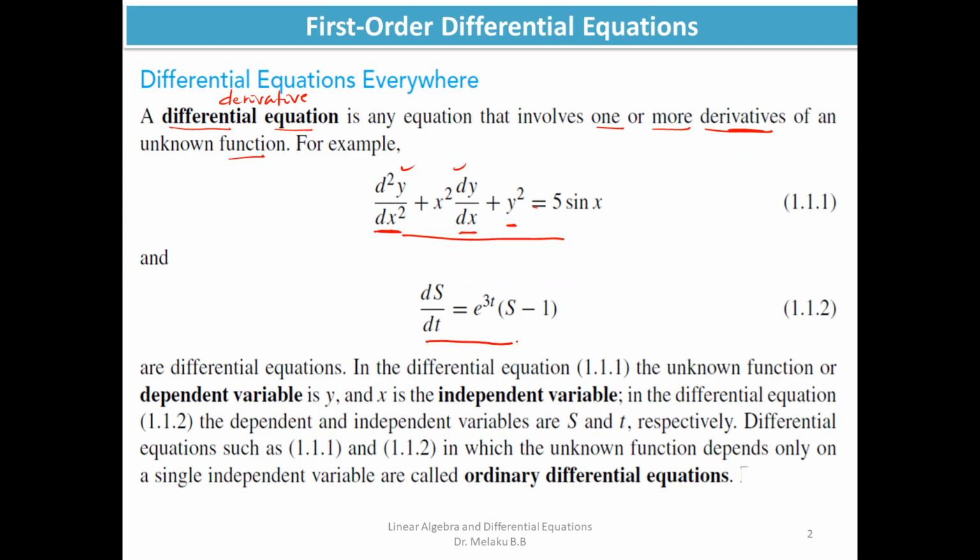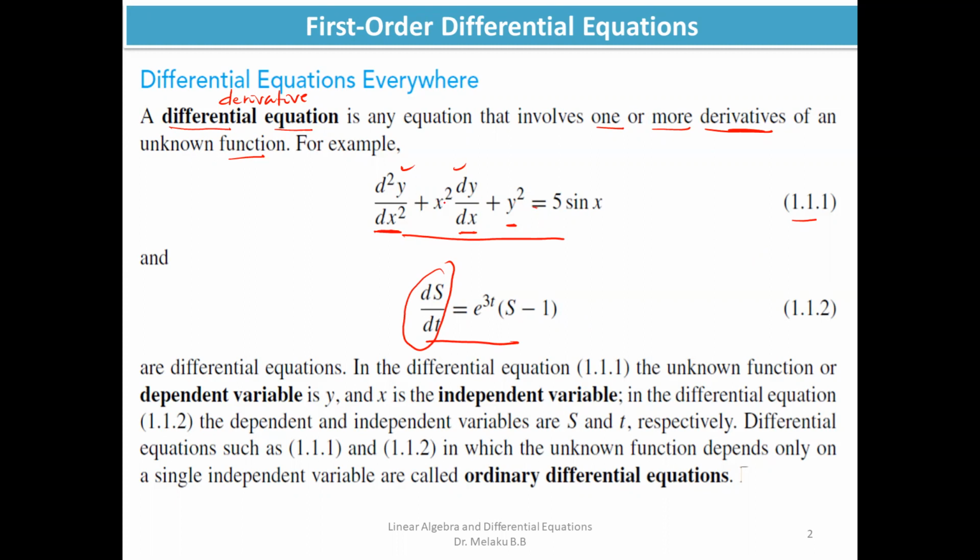And again, here we have ds by dt, which is the derivative of s with respect to t, given simply as e raised to 3t times s minus 1. So here we have a derivative. Therefore, this is also considered as what? A differential equation.